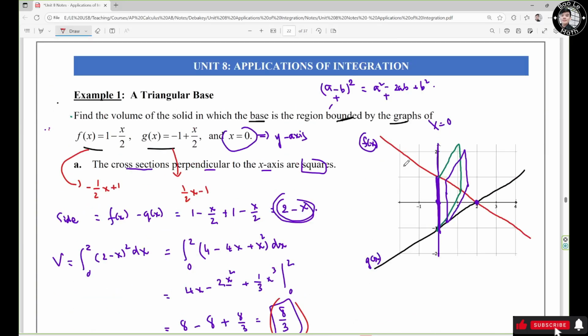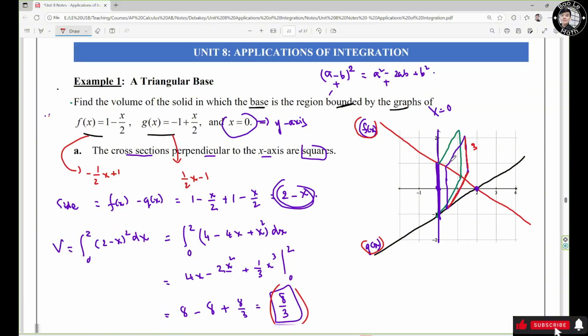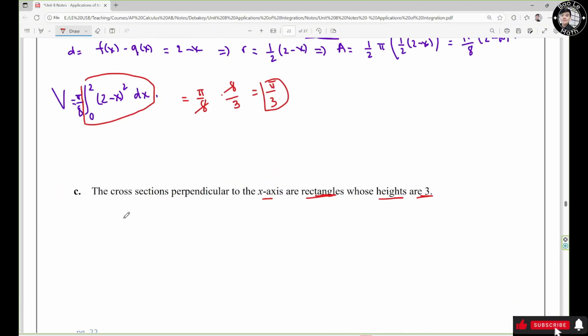So go back over here. The height is right here, is 3. The base right here is the difference between the function f of s and g of s, right? So the error is base times height. The height is given, right? So you have the base is the difference between f of s subtract g of s.